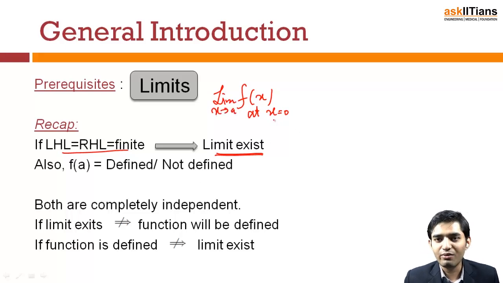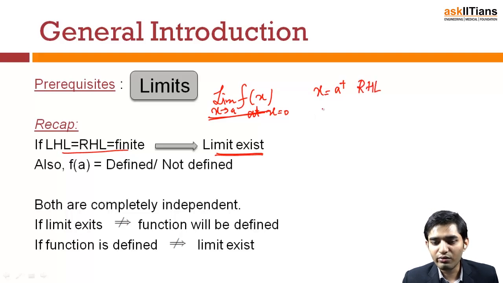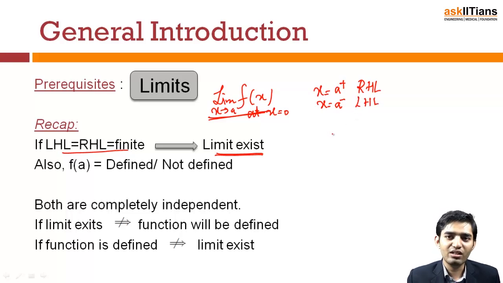X tending to a means I will talk about the limit of this function at x equal to a plus, which will be called the right hand limit, and also the limit of this function at x equal to a minus, which will be called the left hand limit. And if this LHL is equal to RHL is equal to a finite quantity, then we will say that the limit of this function exists, right?